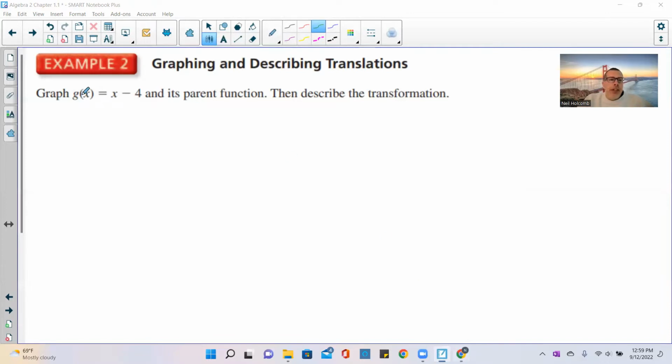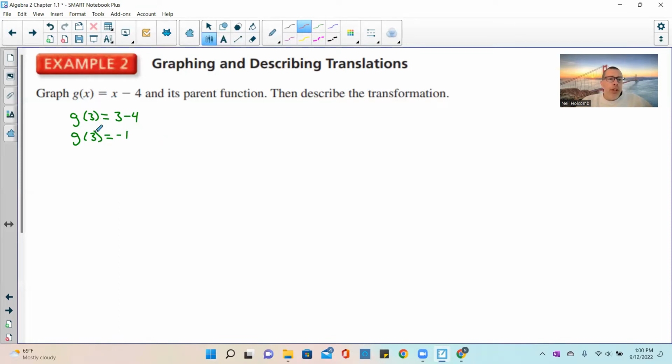Now keep in mind that's just the name of the function in function notation. G of x just simply means what is y when x is a number that we plug in. So if this said g of 3, let's stop and talk about that a moment, function notation. So if this said g of 3 equals, then you would substitute in 3 everywhere you see an x, and it'd be 3 minus 4. So g of 3 would equal -1.